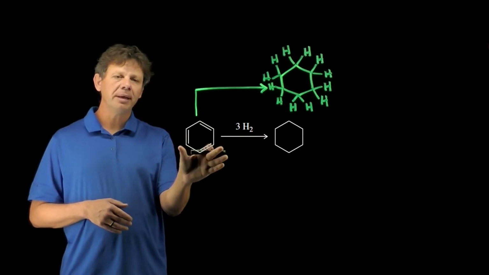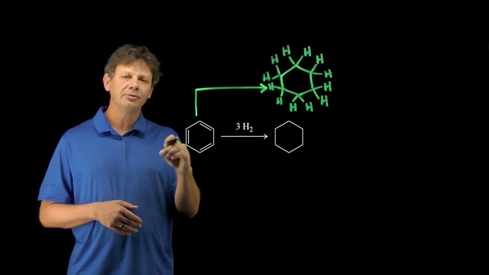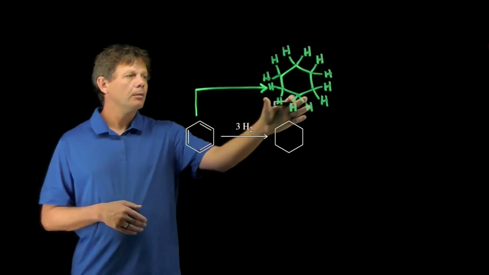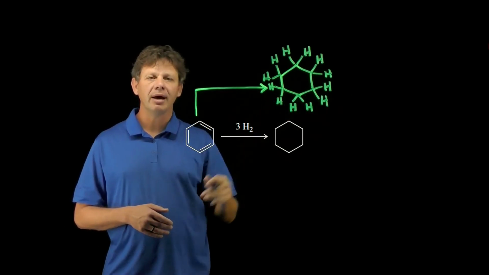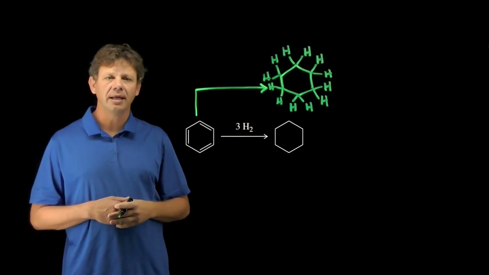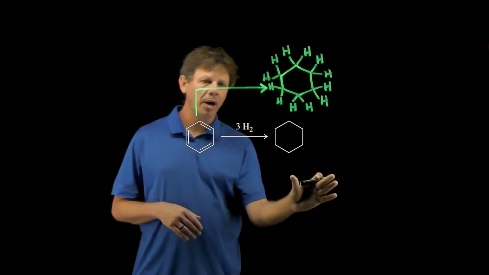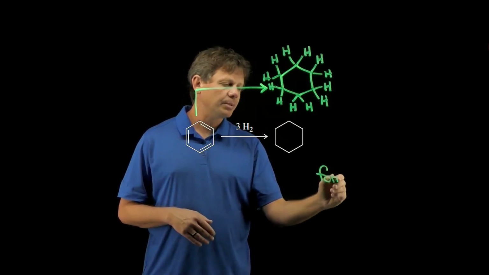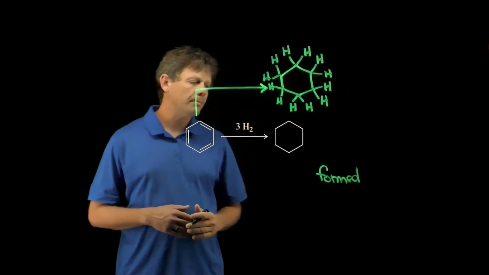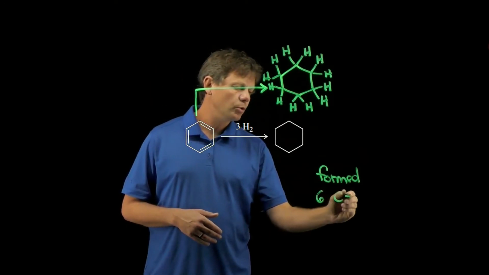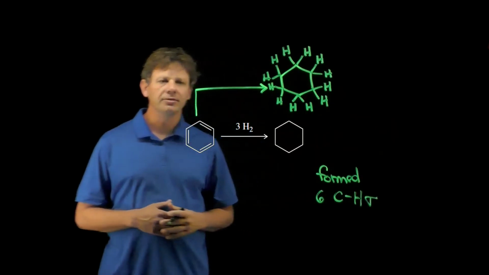What we notice is that benzene starts out having one hydrogen on every carbon, but in cyclohexane we now have two hydrogens on every carbon. So the first bond that we can identify as being formed is we're going to be making 6 new CH sigma bonds.